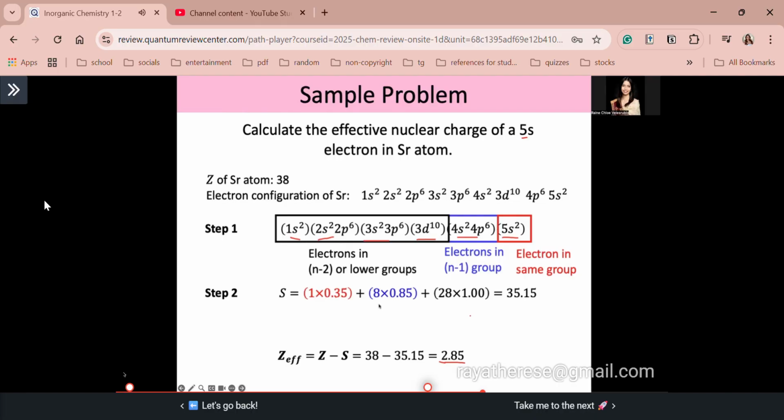What can you observe? The electron in the 5s atom has a low effective nuclear charge. 2.85 lang kasi yung electron, malayo na siya sa protons in the nucleus. Nasa n is equal to 5 energy level na yung electron diba? Also, napakaraming electrons below n is equal to 5 ang nag-shield ng attraction ng 5s electron sa nucleus. Okay? Napakarami ng electrons sa n is equal to 4, napakarami ng electrons sa n is equal to 3 and lower groups na nagko-contribute sa shielding effect. Kaya, mababa ang ating effective nuclear charge.